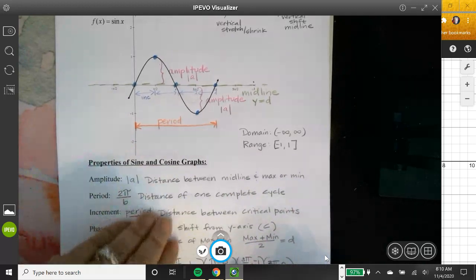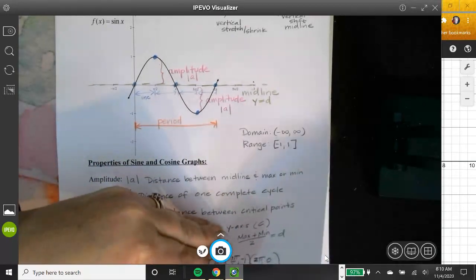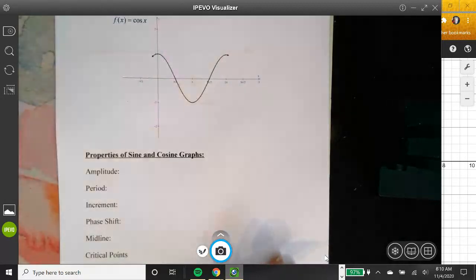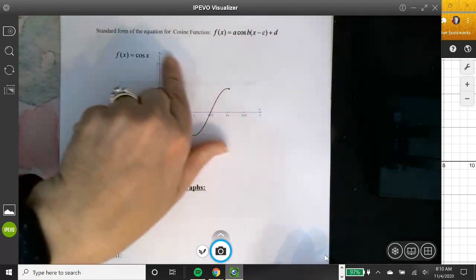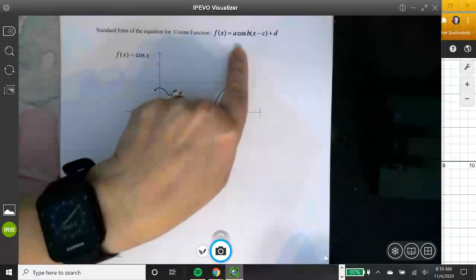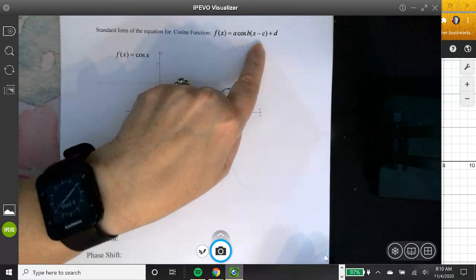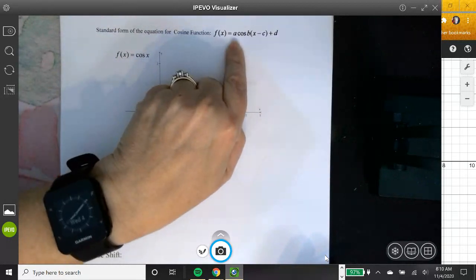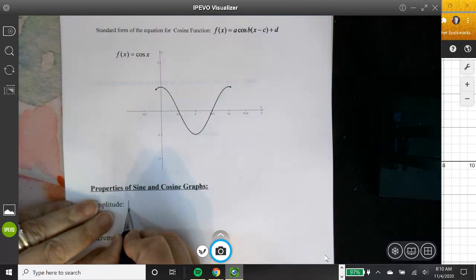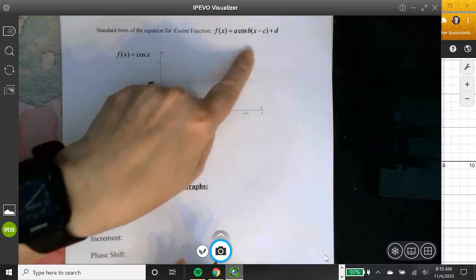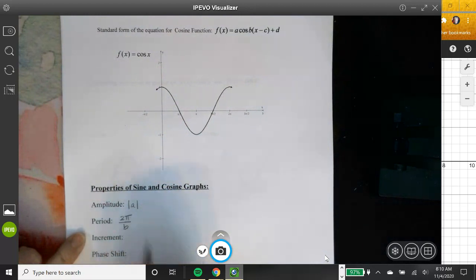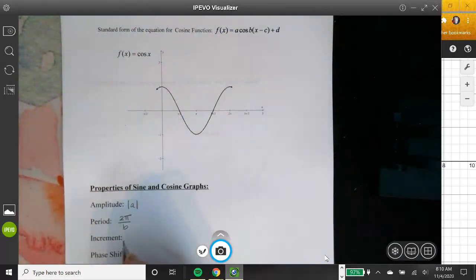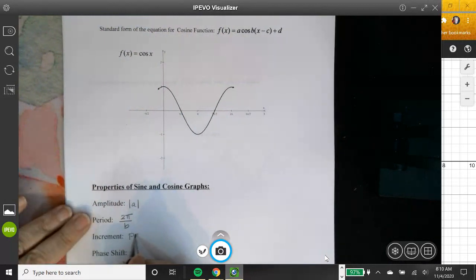So let's look at the cosine curve really quickly and see what the difference is. Okay, this is the cosine curve. Again, in standard equation form, it's a cosine b times x minus c plus d, where the absolute value of a is the amplitude. B is, again, the period factor, so that the period would be 2 pi over b. The increment is still and always will be the period over 4, because we have 4 quadrants.